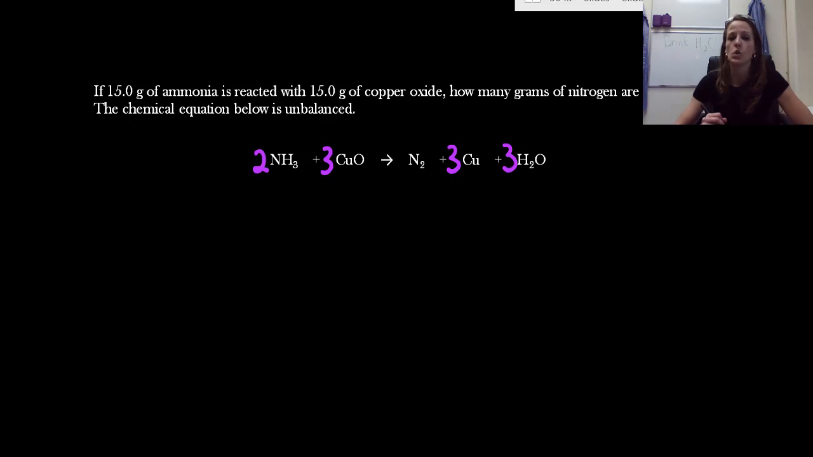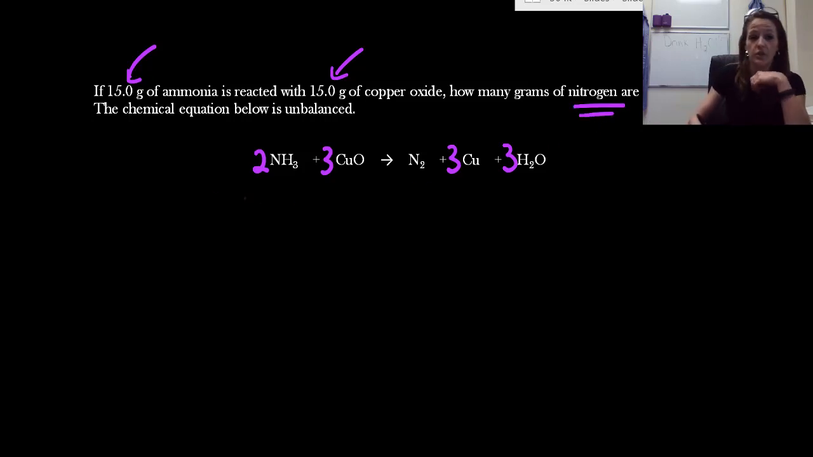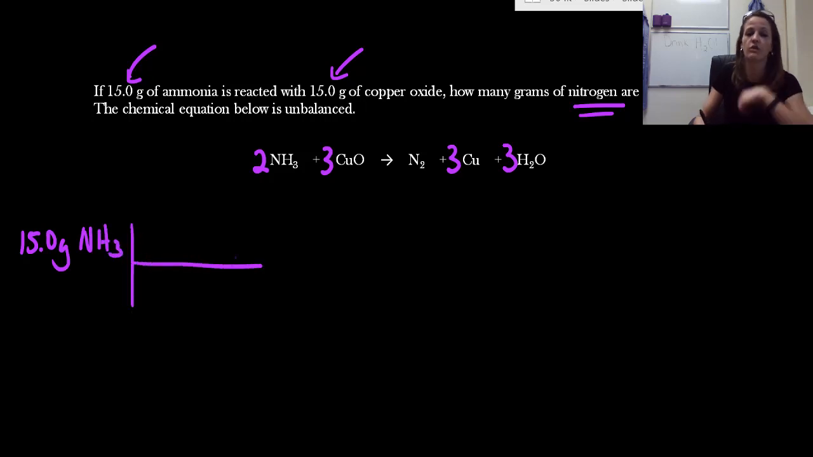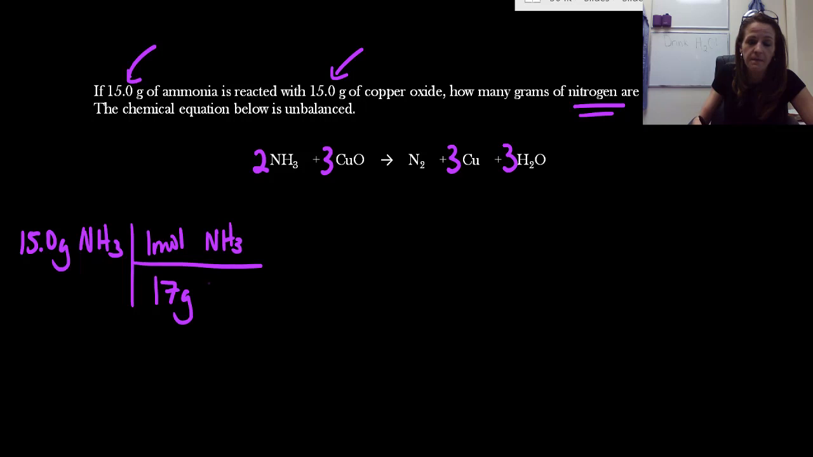So now, the only thing you can do is start with what you know. So what we have to do is take 15 grams of ammonia and 15 grams of copper oxide and convert it to grams of nitrogen. So we have 2 different processes we have to do here. So let's start off with our ammonia just to keep it simple. So we have 15.0 grams of NH3. What we're going to do is convert grams to moles, and so we do that by using the molar mass. So ammonia is about 17 grams for every 1 mole of NH3.